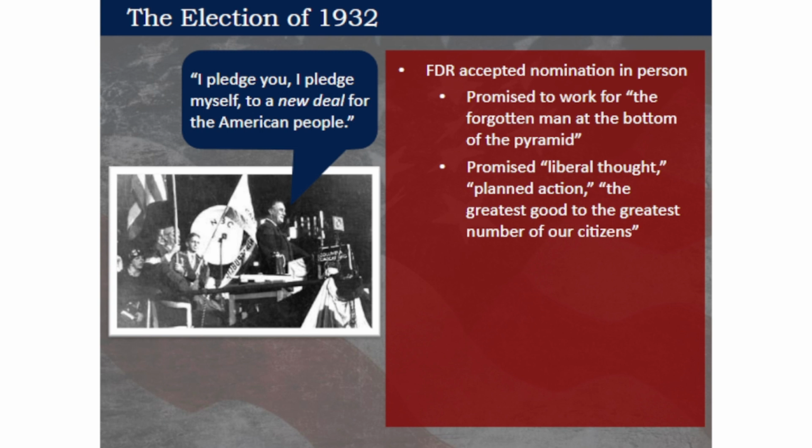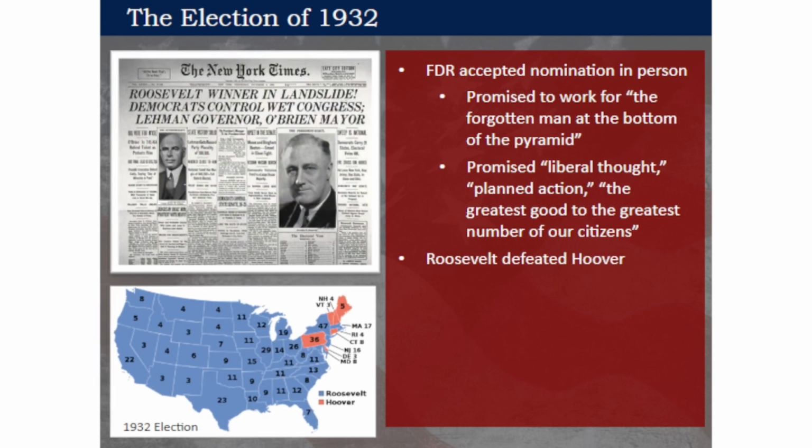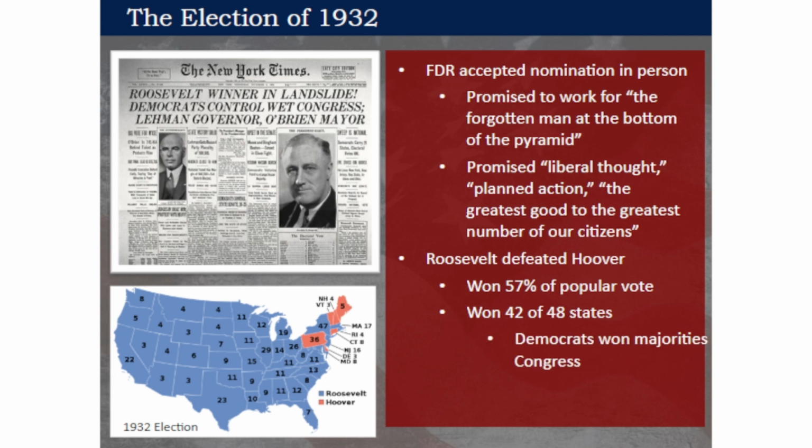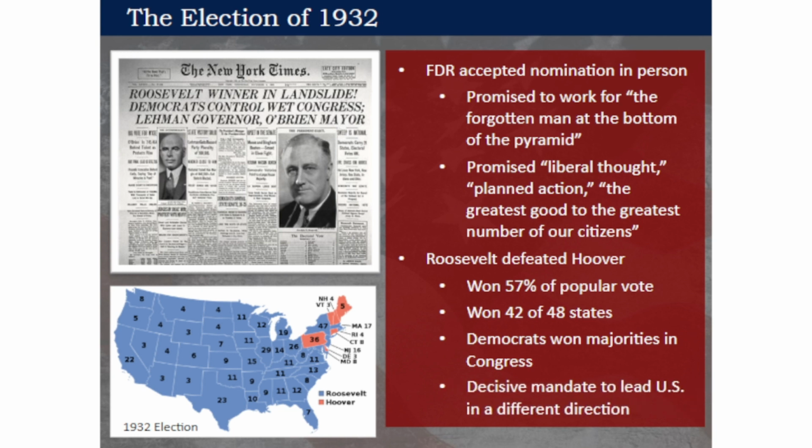4 months later, Franklin Roosevelt defeated Herbert Hoover in a landslide. 57% of voters chose him, and in the Electoral College, FDR won 42 of 48 states. Many of those states had consistently voted Republican for generations. The Democratic Party also won large majorities in both houses of Congress, giving Roosevelt and his party a decisive mandate, or the authority to lead the United States in a very different direction.